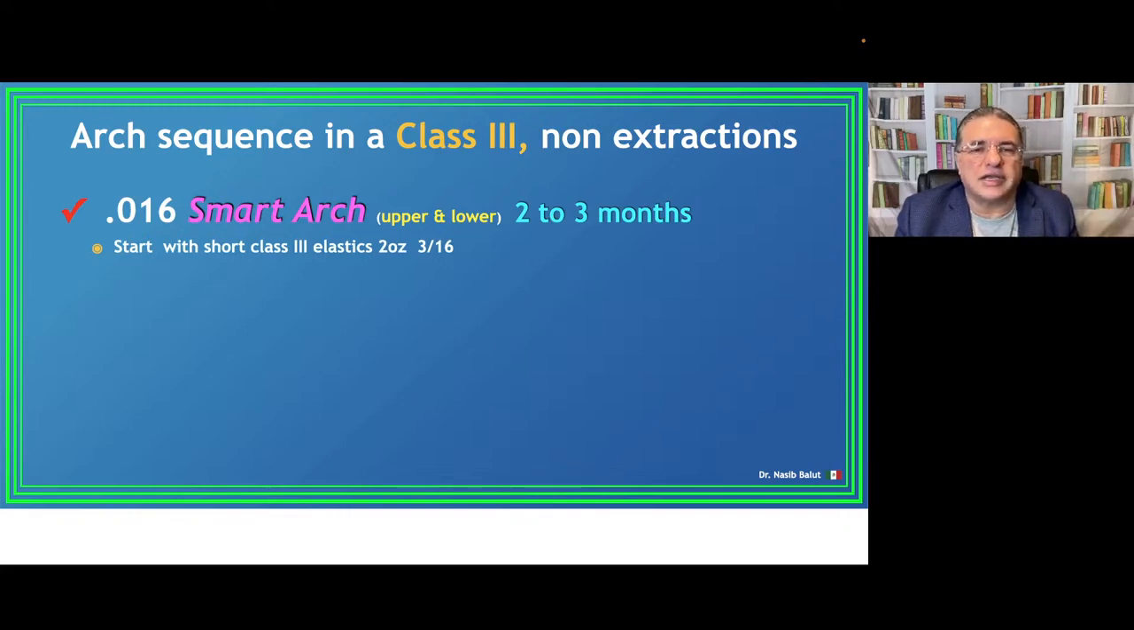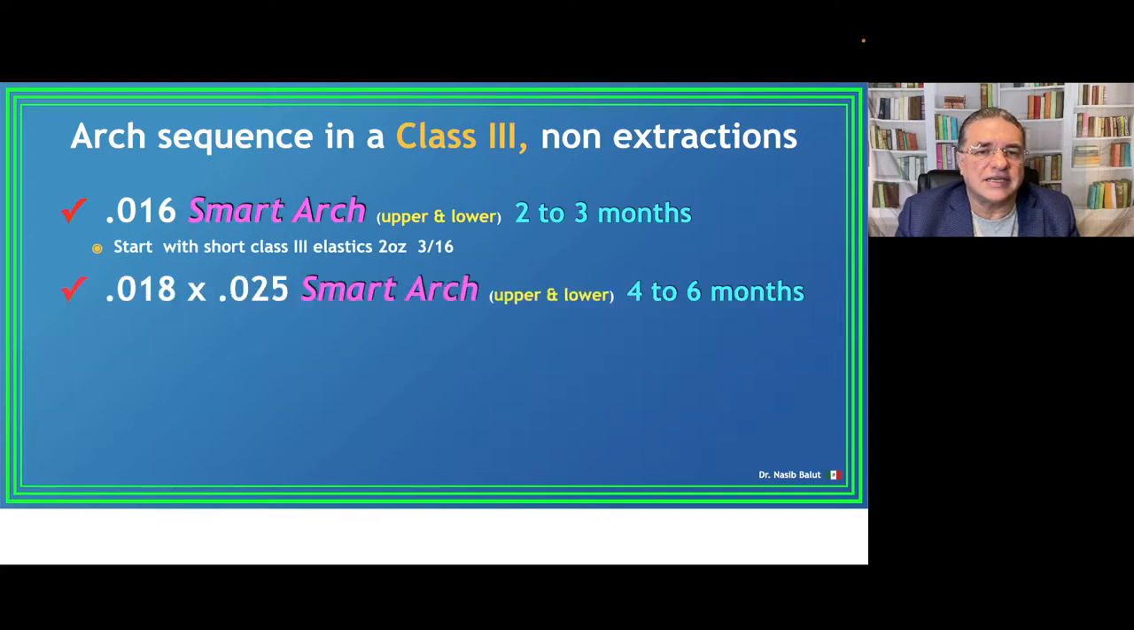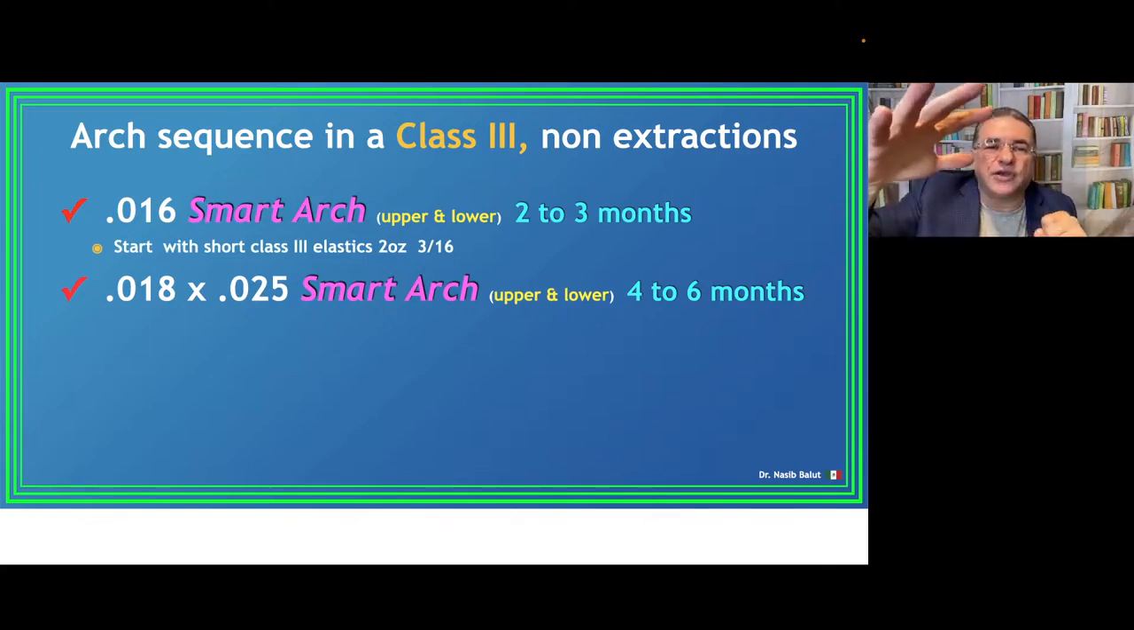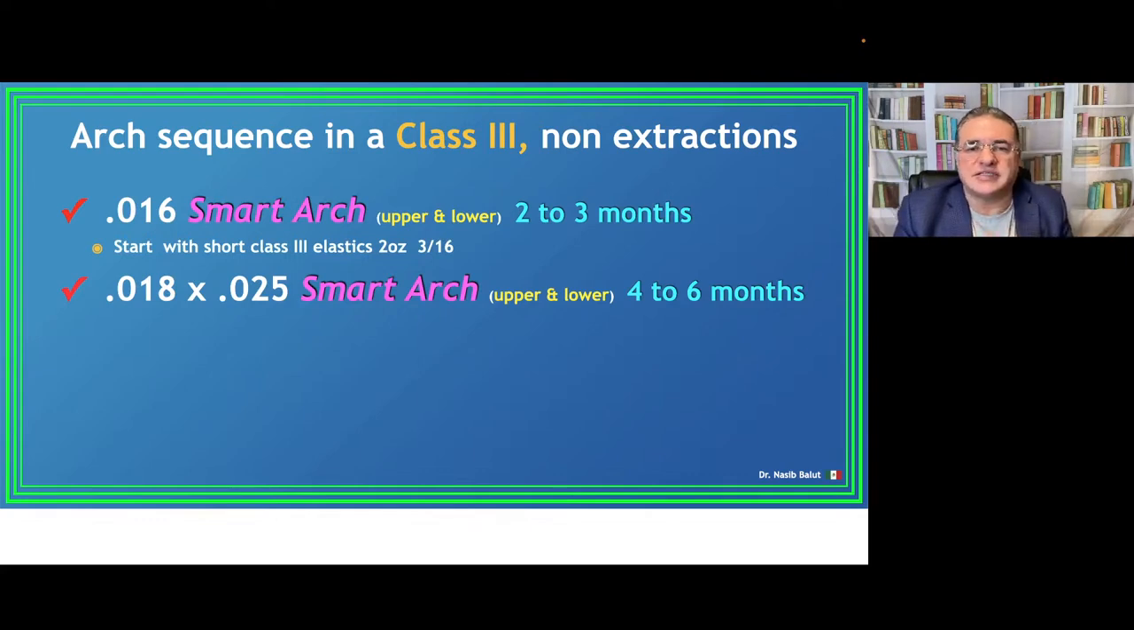Load short class 3 elastics, 3/16, 4 ounces. Then I will move on to 18 by 25, obviously, the smart arch. Remember, the smart arch has a different force in the anterior area than in the posterior area, so we can use fewer arch wires. So in the smart arch, this will be my friendly arch.